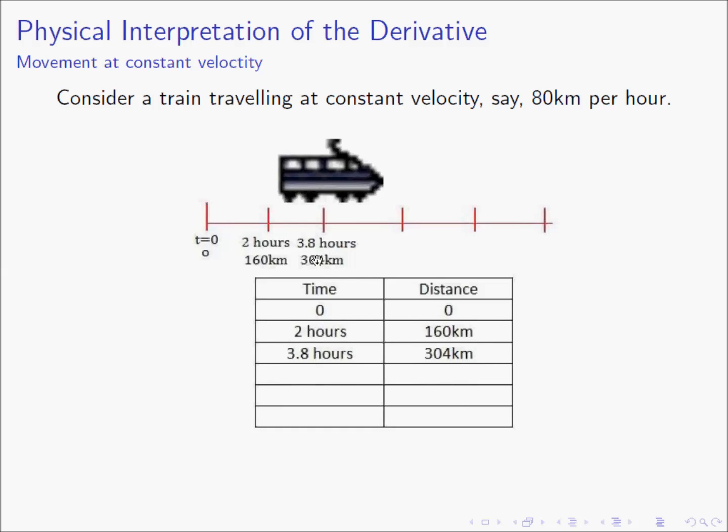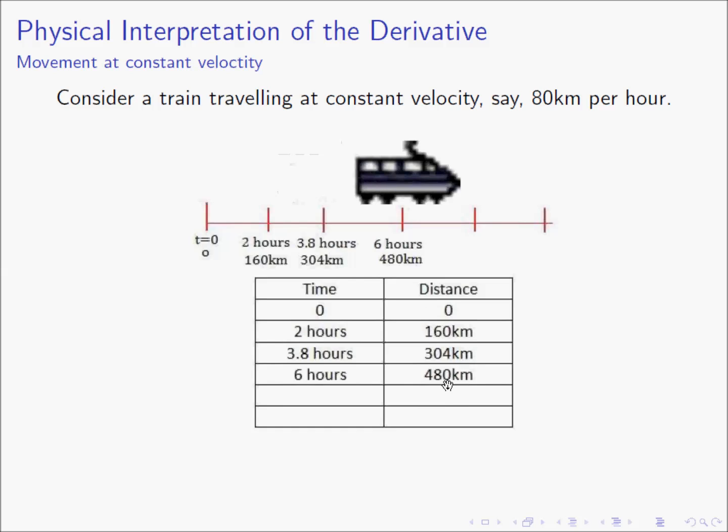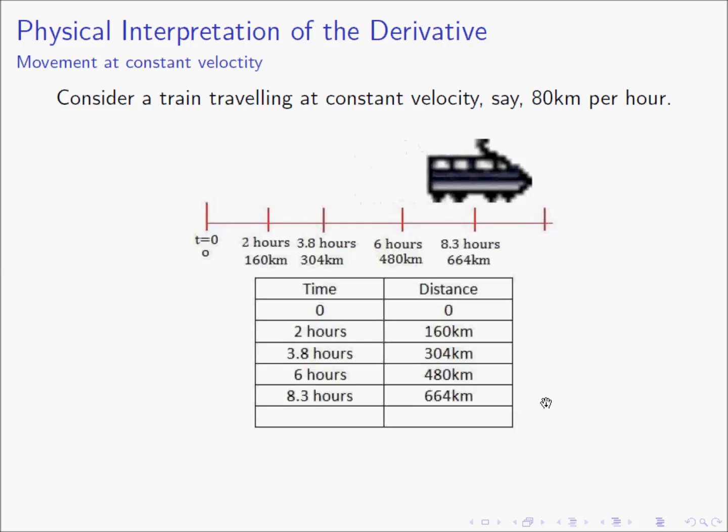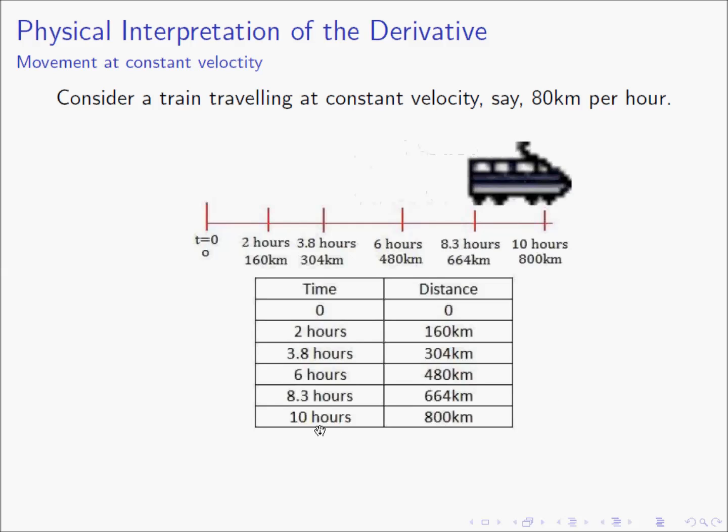After 3.8 hours, you have this distance. After 6 hours, you have this distance, and so on. The final time is 10 hours. We calculate all these distances using the velocity. We know that the velocity is constant, and it equals 80 kilometers per hour. So we can calculate this distance by multiplying the velocity by the time.